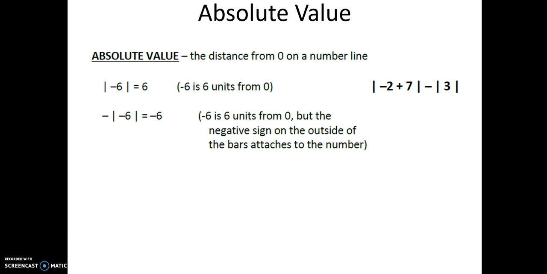Sorry. So the absolute value of negative 2 plus 7 is positive 5. The absolute value of positive 5 keeps the sign of the greater absolute value, minus the absolute value of 3. And so the absolute value of 5 is 5, minus the absolute value of 3, which is 3. So 5 minus 3 is 2.